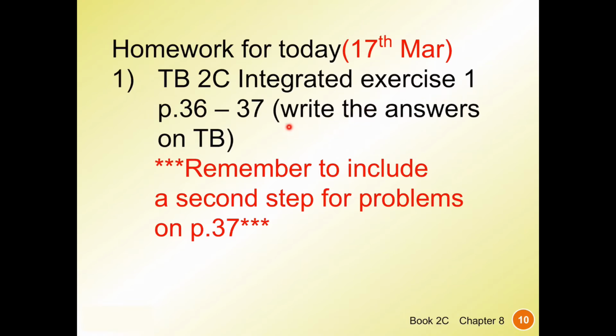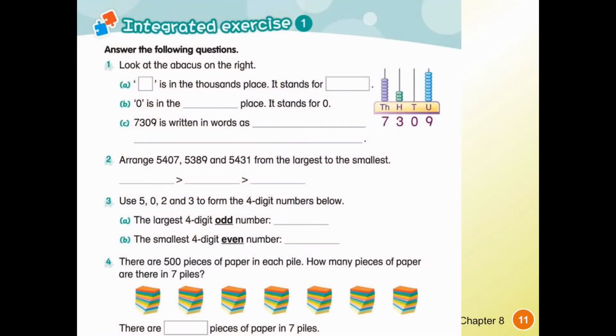So the homework for today will be textbook page 36 to 37, integrated exercise 1. You can simply write the answers on the textbook. And remember to include the second step for the problems on page 37. So this is the top part of page 36. And you have done this kind of questions before, so I won't spend time talking about them, except for question 4, just to remind you guys to do the skip counting.